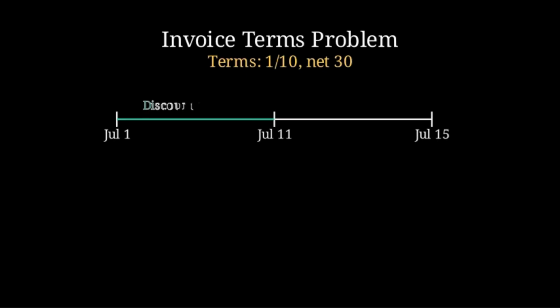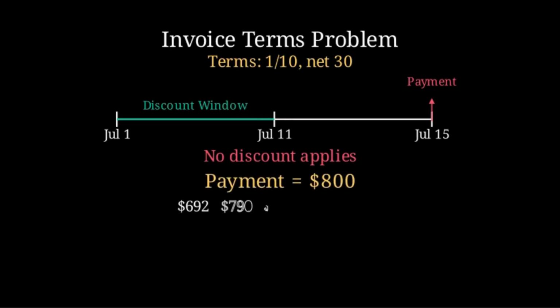The discount window ends on July 11th. The payment happens on July 15th, which is after the discount window, so no discount applies. Since the discount period has passed, the company must pay the full invoice amount, so the payment is $800.